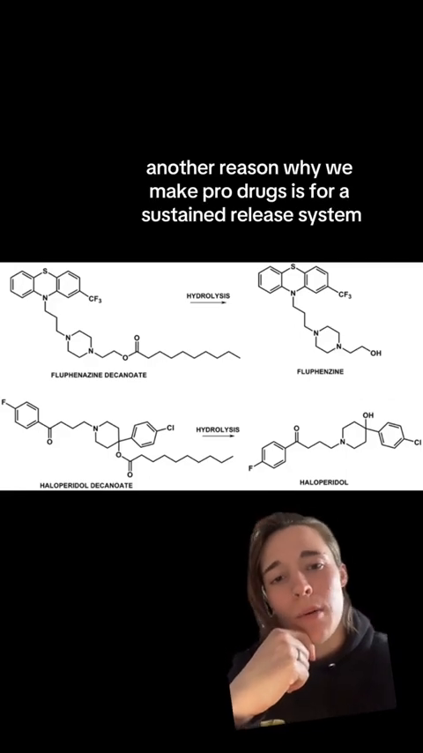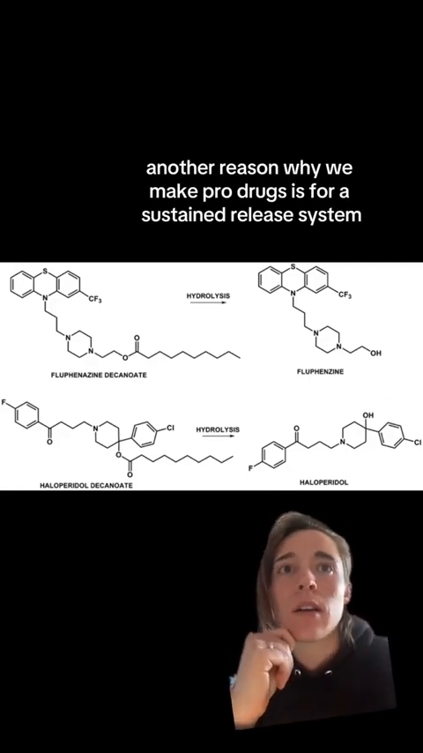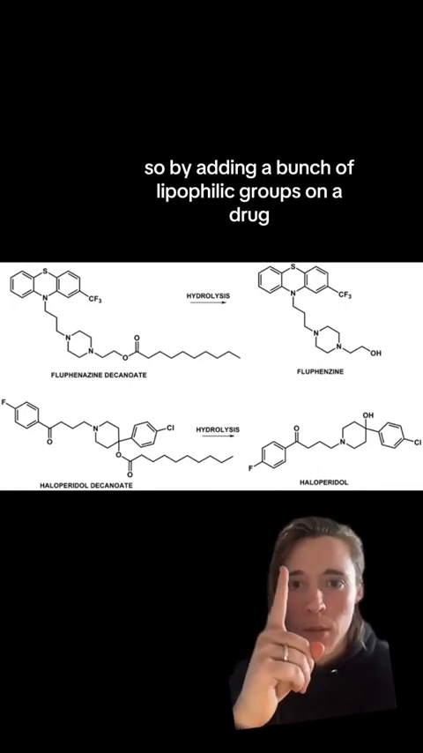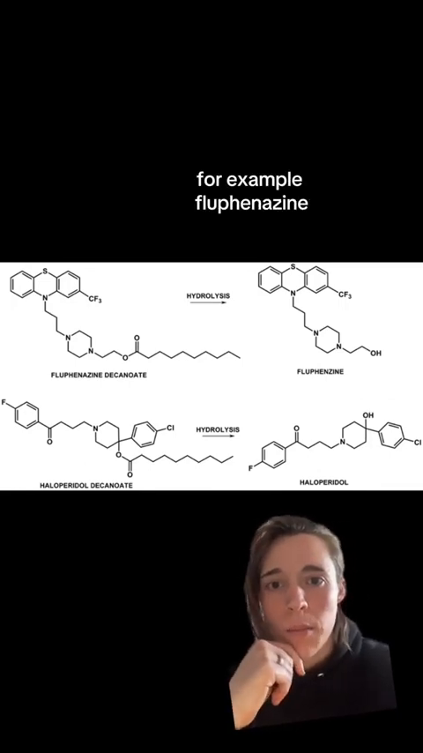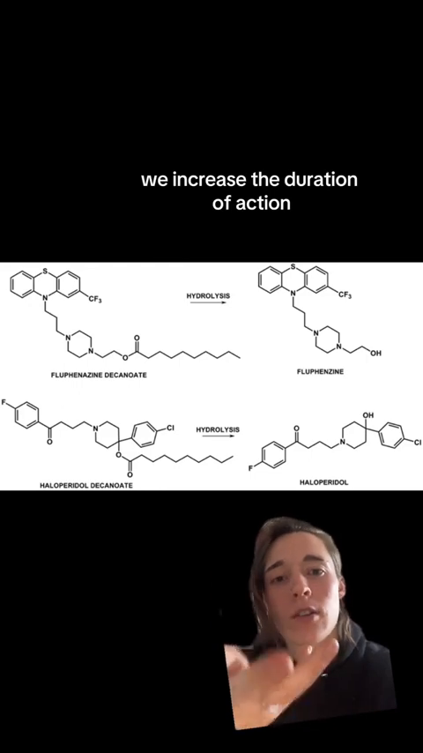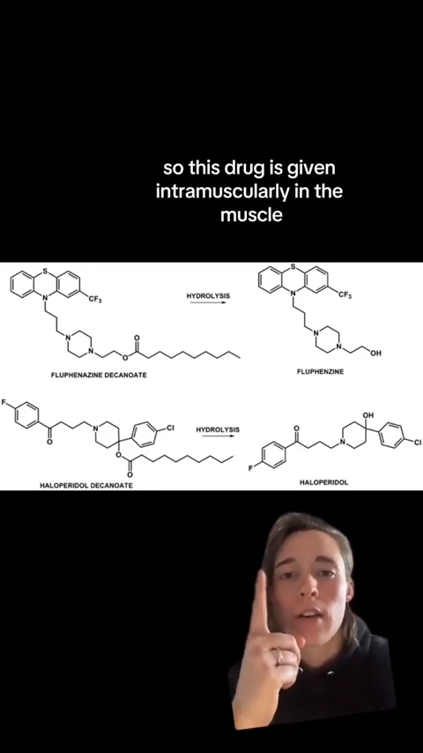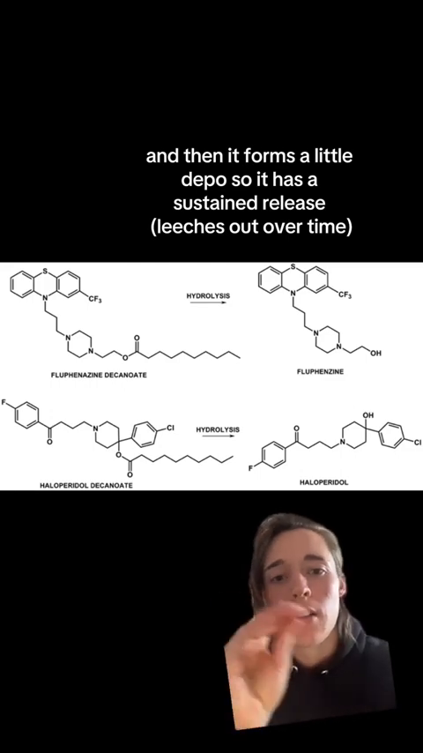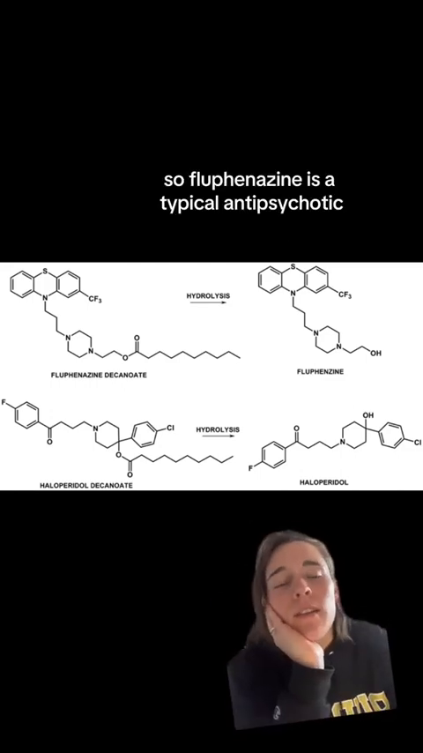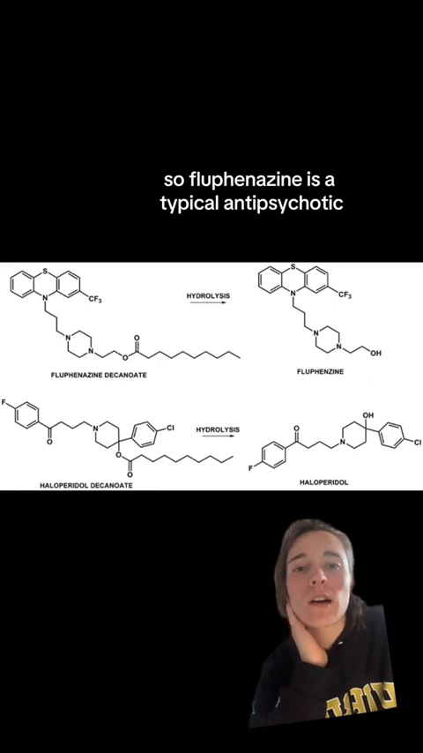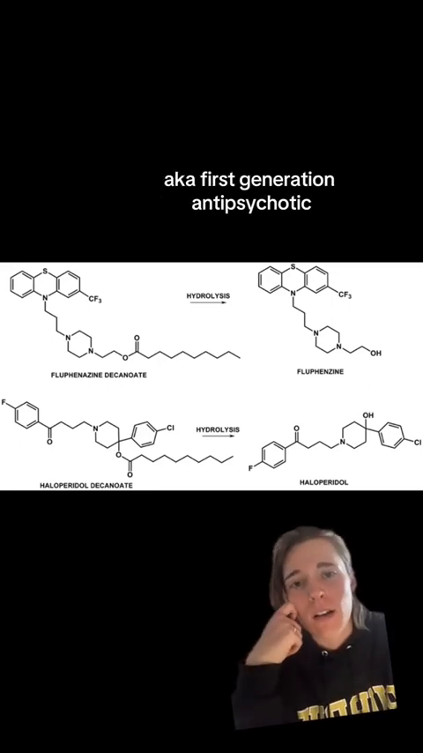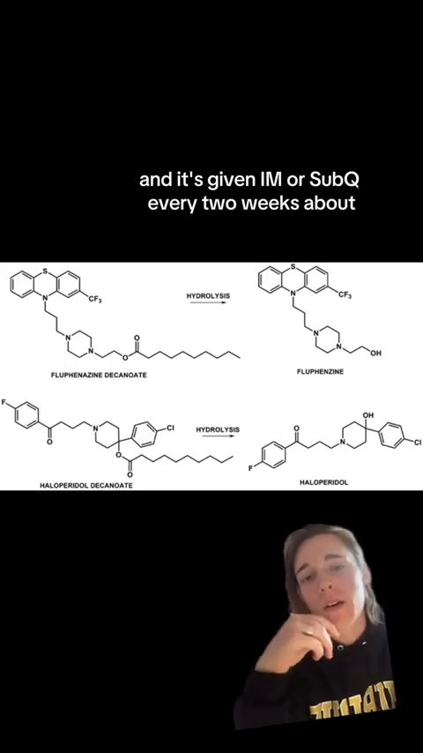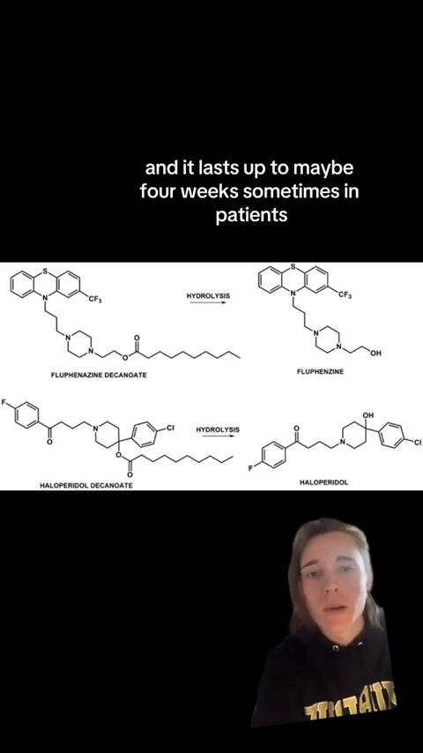Another reason why we make prodrugs is for a sustained release system, sustained delivery. So by adding a bunch of lipophilic groups on a drug, for example, fluphenazine, we increase the duration of action. So this drug is given intramuscularly in the muscle, and then it forms a little depot, so it has a sustained release. So fluphenazine is a typical antipsychotic, aka a first-generation antipsychotic, and it's given IM or sub-Q every 2 weeks about, and it lasts up to maybe 4 weeks sometimes in patients.